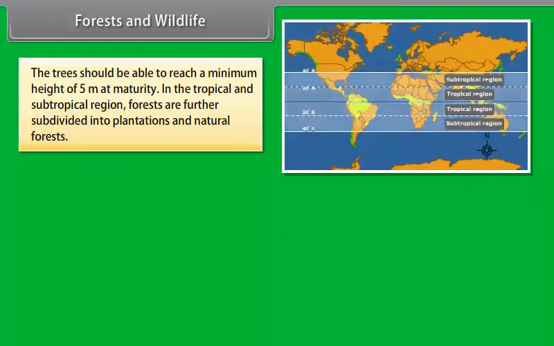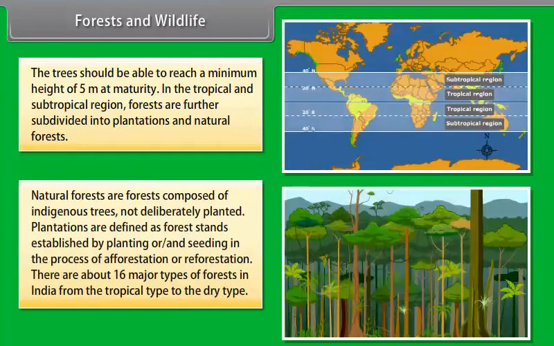In the tropical and subtropical region, forests are further subdivided into plantations and natural forests. Natural forests are forests composed of indigenous trees not deliberately planted. Plantations are defined as forest stands established by planting and seeding in the process of afforestation or reforestation.